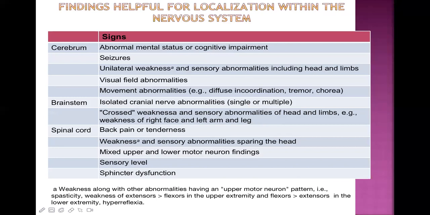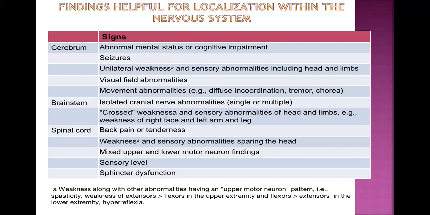Now, this slide is very important from one aspect. It will teach you how to localize the disease inside the nervous system, meaning which part of the nervous system is having a problem. During your examination, if you find abnormal mental status or abnormal cognition in the patient, then the disease is located in the cerebrum, because the cerebrum or cerebral hemisphere, especially the frontal lobe, is associated with mental function or higher mental function.